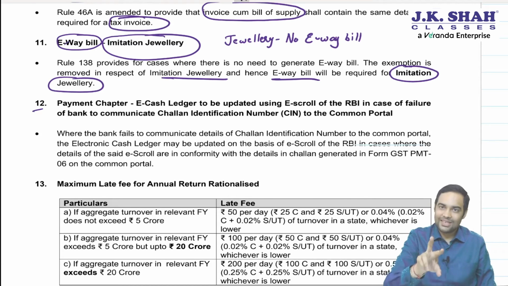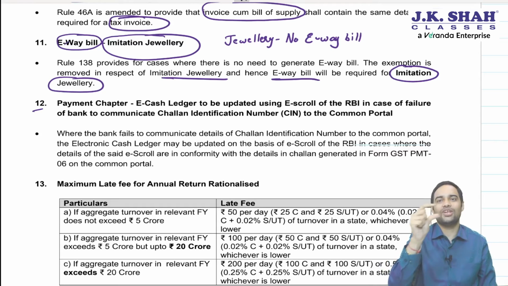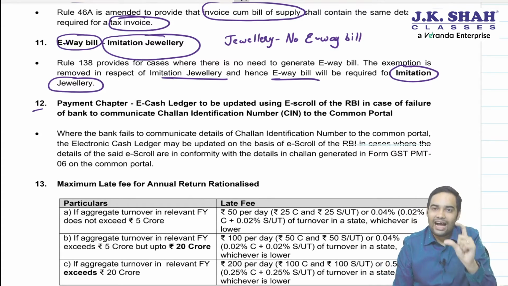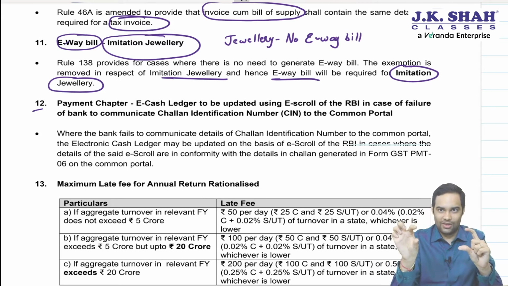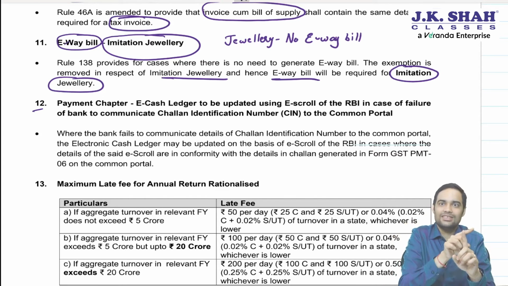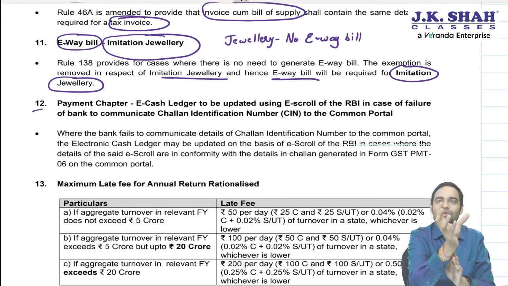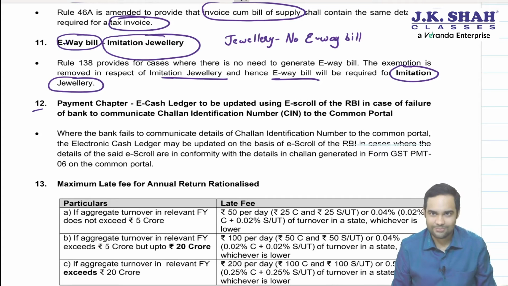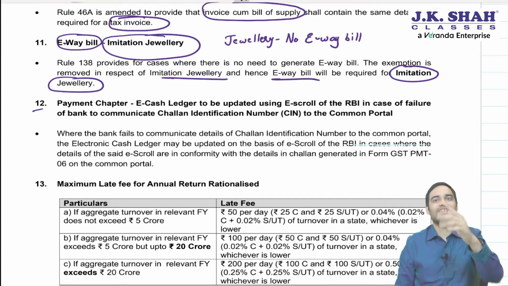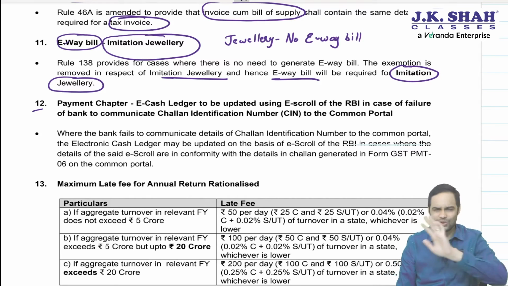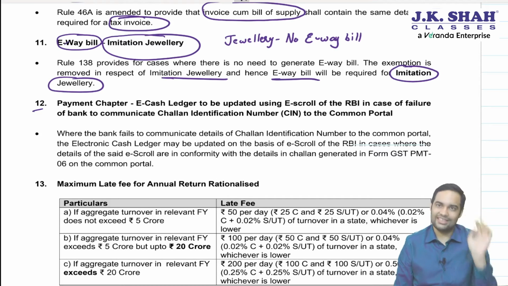Now, sometimes bank failed to communicate CIN to the common portal. At that point of time, RBI has e-scroll, which it maintains for government payments. Based on that e-scroll, which matches to the CPIN, they used to credit it in the e-cash ledger on the next day. This used to happen, but there was no provision with regard to this. Now a provision has been inserted. It used to happen earlier as well.